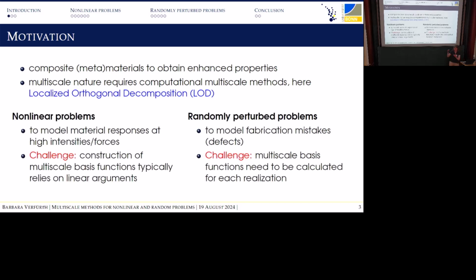So, two parts, two columns here. Nonlinear problems are typically used to model problems where you have high stresses, high intensities, high forces, where the linear material models that we typically use and where we end up with linear PDEs are no longer accurate enough, because these linearizations, in some sense, are some approximation of the reality. And if you go to high intensity in light, for instance, or high forces in elasticity, you often need some sort of nonlinear material response to capture this.